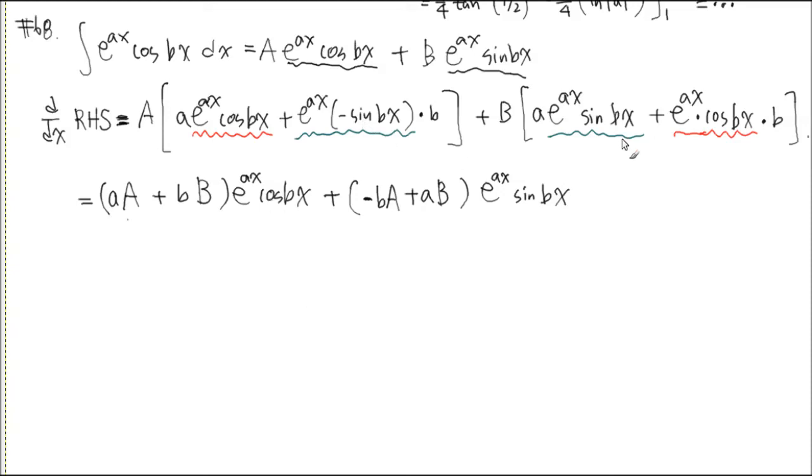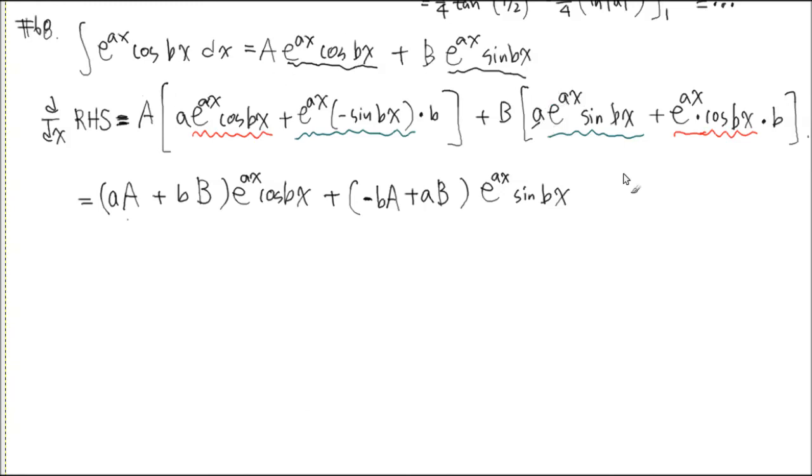The green one is e to the ax sine bx. There's a negative b multiplied to capital A, so negative b times A, and e to the ax sine bx here, then little a multiplied to capital B. So I collected it here. That's it, those are the four terms. So I differentiated the right-hand side.